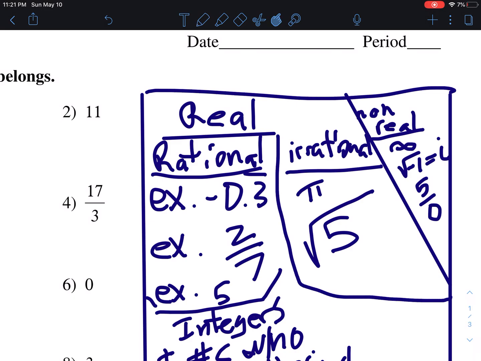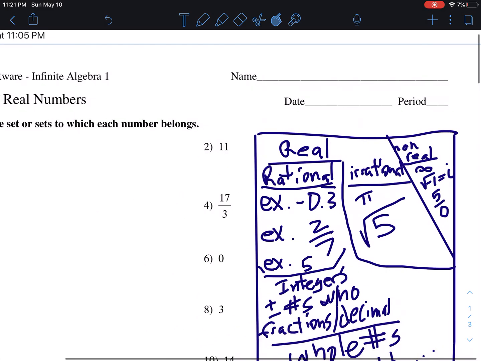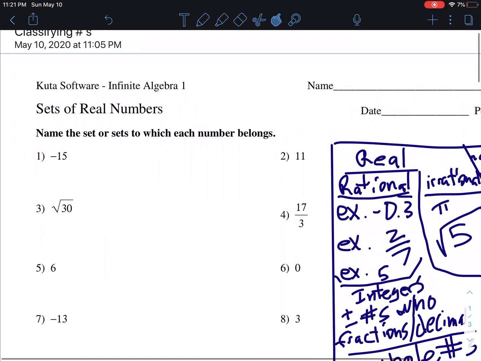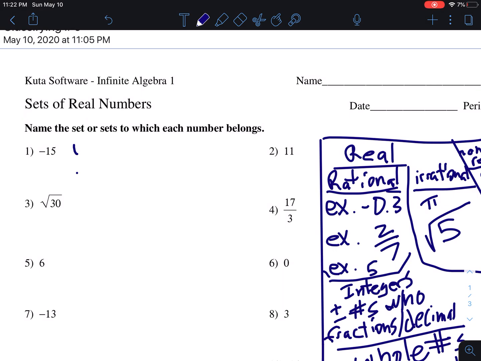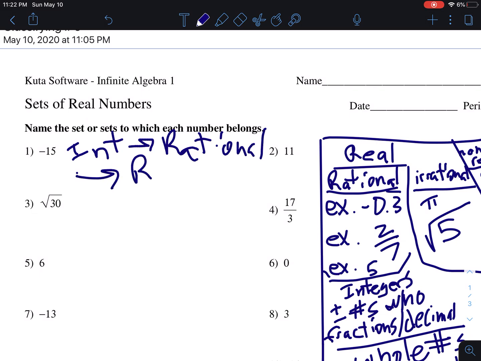I'm now going to go over your worksheet a little bit so that I can show you which category or categories these belong in. So name the set or sets to which each number belongs. So negative 15, where would that fit? It doesn't have a partial number there, so it's not just rational, but it's going to be an integer. Let me get my pencil, there we go. So this is going to be an integer, which means that of course it is then a rational number, which means it is in the real number category.